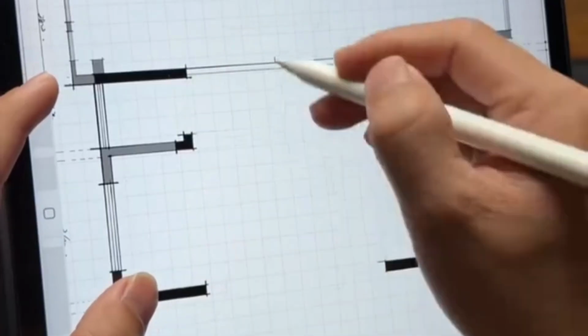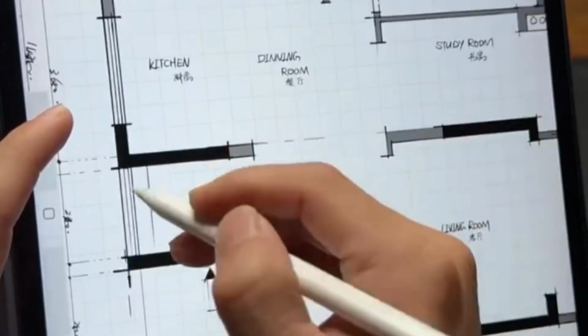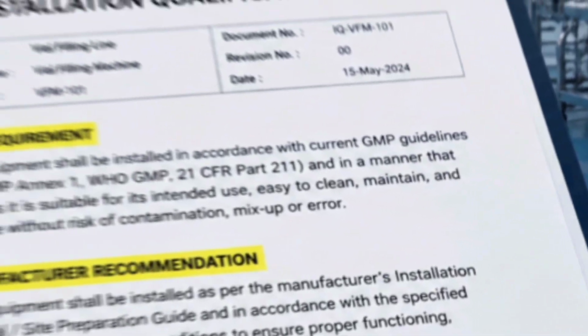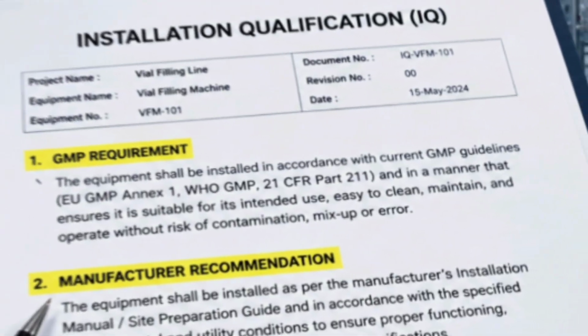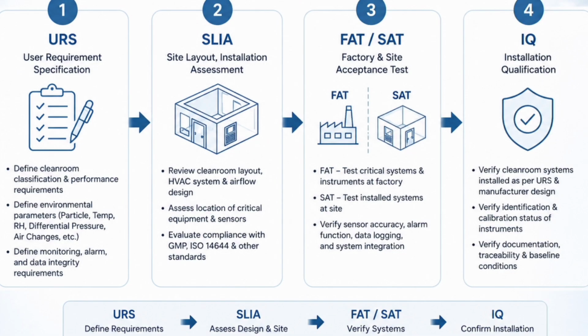Installation qualification is a documented evidence used to ensure the complete installation of Cleanroom and its integrated system. This installation qualification confirms that the Cleanroom and its system are properly installed as per GMP requirement and manufacturer recommendation. What is the workflow of installation qualification? The first one, URS, designing qualification, SLIA, FAT and SAT, and the final one, installation qualification.